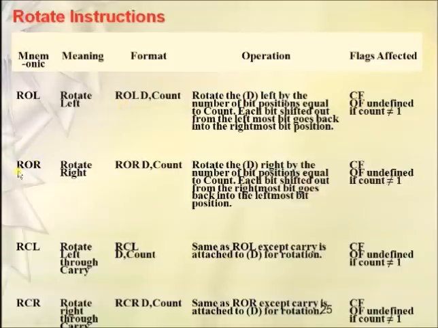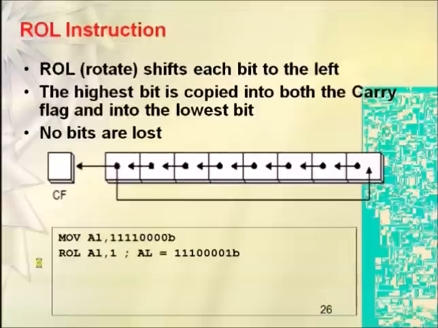So rotate right, again it is similar to the shift, but what happens here is the LSB will be copied into CF, and the same LSB will be copied into the MSB. Now rotate left through carry. Let us see this with the picture. So rotate left instruction, as you can see, this MSB is moved onto the carry flag, and then the same MSB will be copied into the LSB.